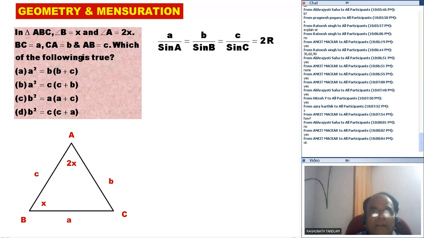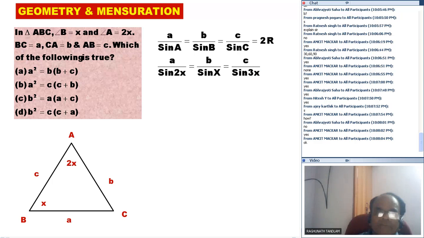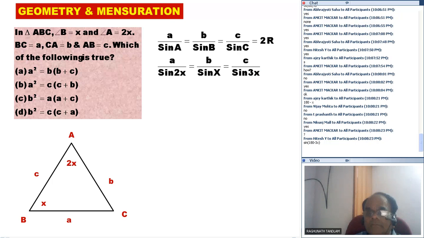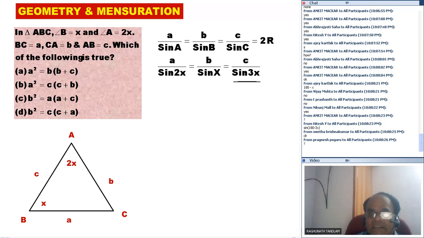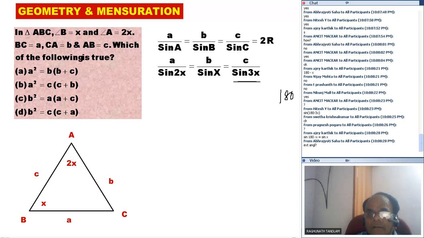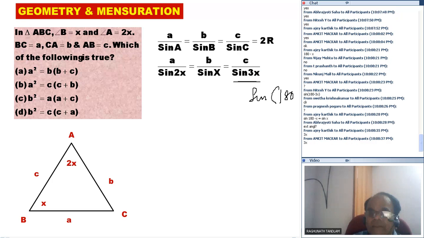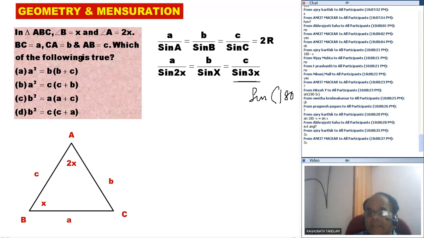Now, a by sine 2x equals b by sine x equals c by sine 3x. Why sine 3x here? How many are clear with this? How many are not clear? Because the third angle is 180 minus 3x. What is sine of 180 minus 3x? Not external angle. Sine of 180 minus 3x is sine 3x. That's the reason it becomes sine 3x.